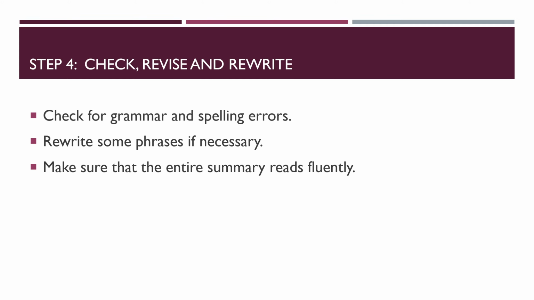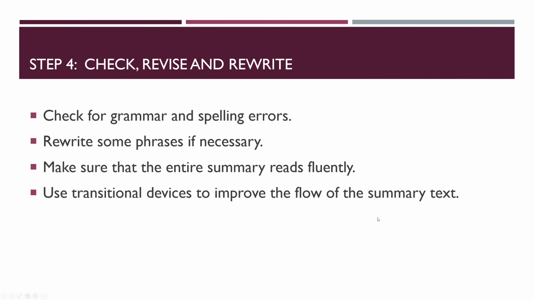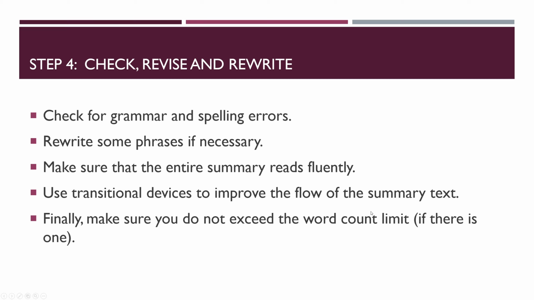And of course, what you want to do is to make sure that the entire summary reads fluently. The way you can do so is to use transitional devices to improve the overall flow of the summary text, so that the points do not appear to be disjointed and you want the passage to be coherent. Transitional devices, just to give you some examples, will be like besides, in addition, furthermore. So this will actually help with the overall coherence of the summary text, and with luck, you will be awarded a higher language score. And finally, make sure that you do not exceed the word count limit if there's one that is given to you by the summary exercise.